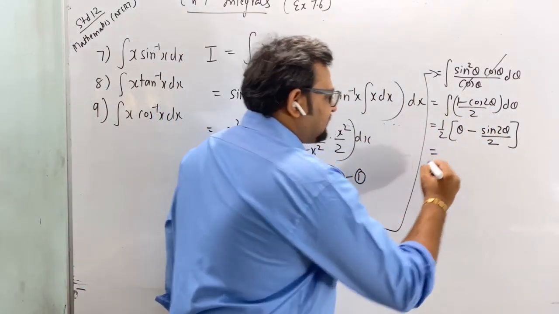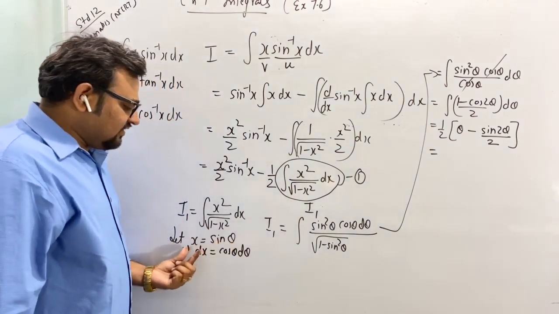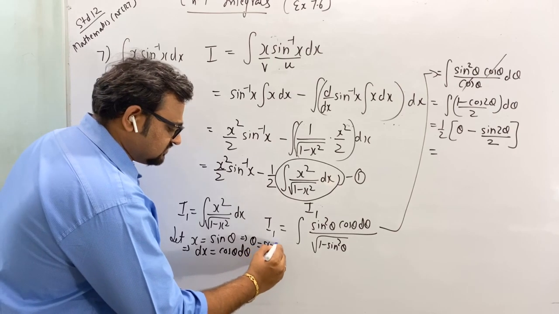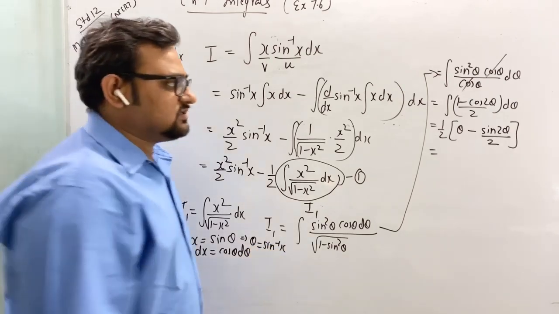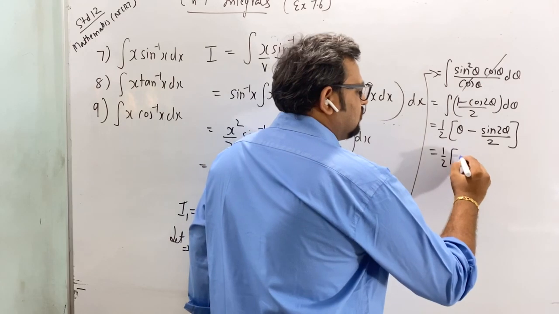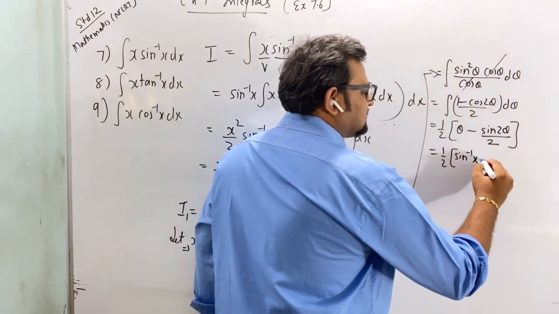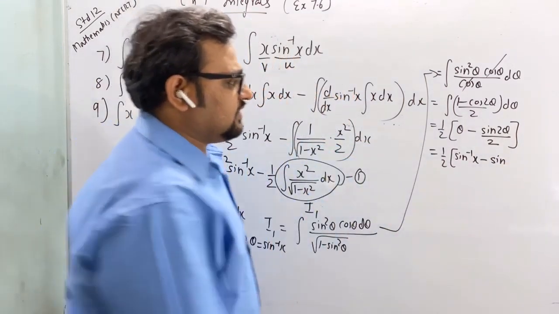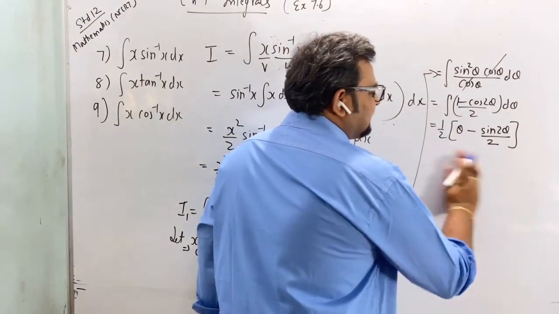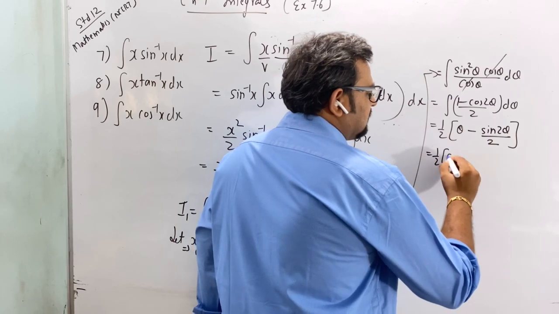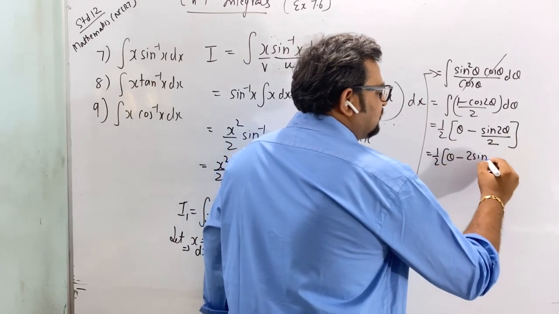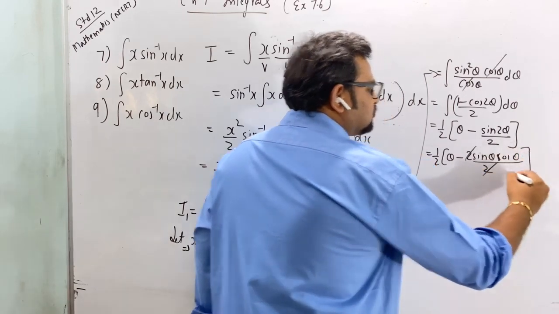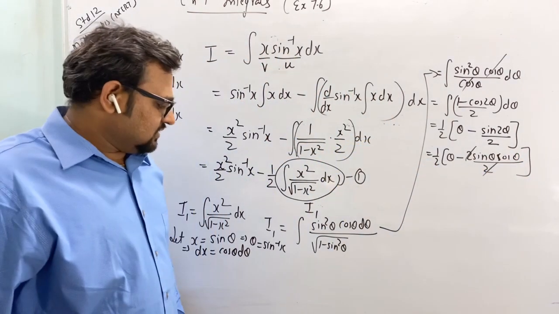Okay, so now put the value of theta. What was theta? We have taken x equal to sine theta. So this implies theta equal to sine inverse x. So 1 by 2 sine inverse x minus sine... Okay, now what we will do before splitting it? Sine 2 theta I can write as 2 sine theta cos theta by 2. So 2 gets cancelled. Clear?